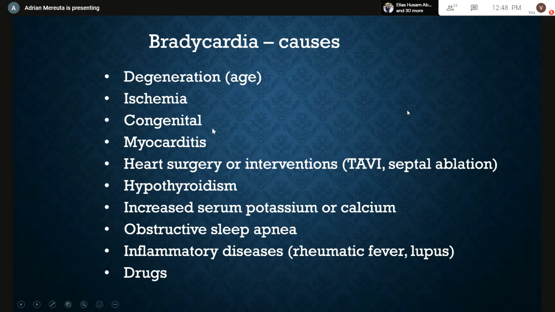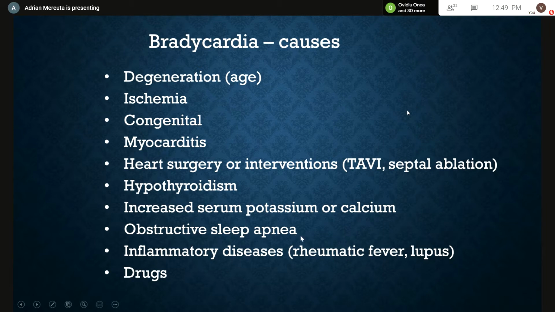It can be congenital. There are congenital complete AV blocks, and the patients are well enough till, let's say, 40, maybe 50 years of age, and after that start to have symptoms. Myocarditis gives heart failure, but can give bundle branch block or even atrioventricular blocks. Heart surgery or intervention can directly hurt the conduction system. Hypothyroidism is usually associated with bradycardia. Increased potassium or calcium, potassium is more frequent.